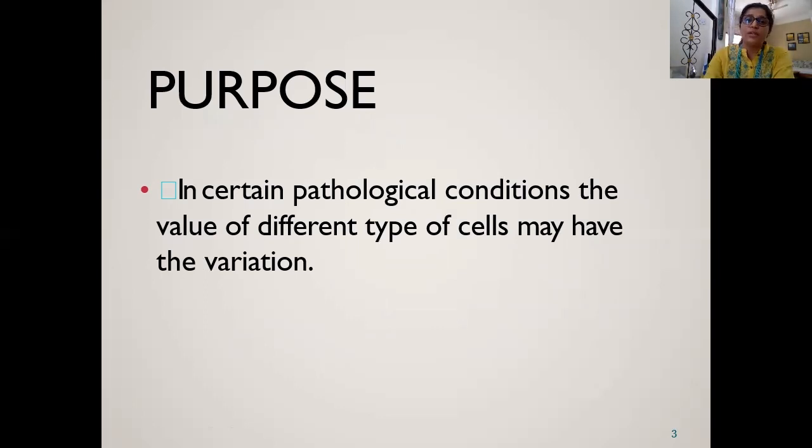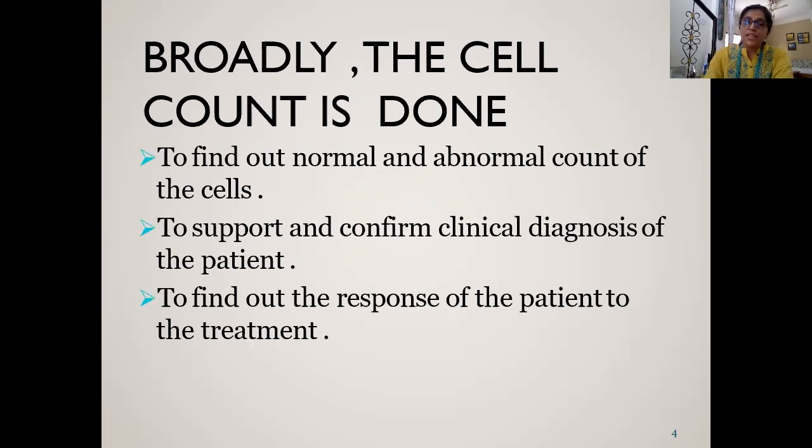So first we have to learn to extract the blood. Then we have to use this blood to count the cells. And then we have to interpret the results which we have obtained after counting these cells. Broadly speaking, why do we do this cell count or the hemocytometry? First is to find out the normal and abnormal count of cells.